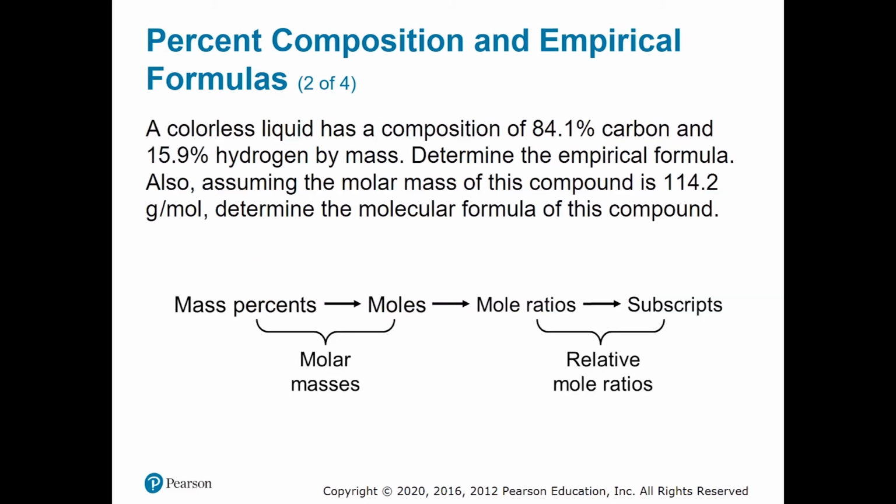Let's consider the case of a colorless liquid that is 84.1% carbon and 15.9% hydrogen by mass. We can use this to determine the empirical formula for the compound, and once we know that, we can use the fact that the molar mass is known to be 114.2 grams per mole to find the actual molecular formula. You can see the strategy for this outlined here. We're going to take the known mass percentages, convert them to moles of each element, and find the molar ratios of the elements. From there, we'll get the subscripts for each element in the chemical formula.